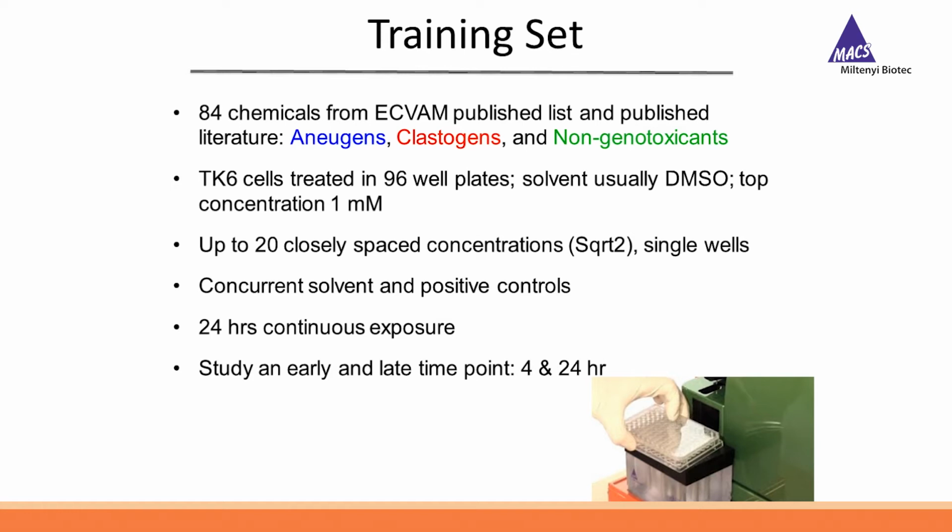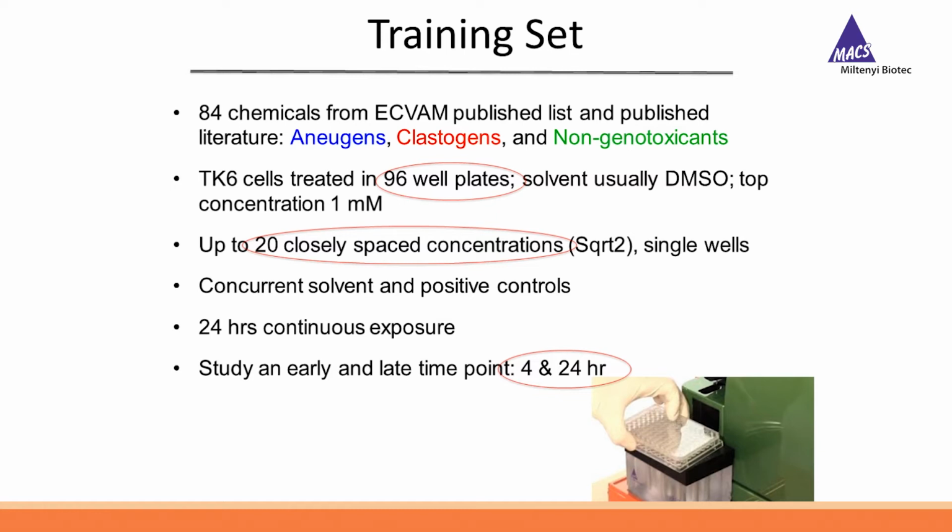During development of this assay, we looked at a training set of compounds. We're looking at over 84 different compounds that were taken from this ECVAM list that were well established and characterized in terms of their aneugenic, clastogenic, or non-genotoxic potential. We're doing this again in TK6 cells, treating them in 96-well plates. We're looking at a solvent, usually DMSO, top concentration of 1 millimolar. We're doing up to 20 different closely spaced concentrations using a square root 2 dilution scheme in single wells this time. There are concurrent solvent and positive controls on the plate.